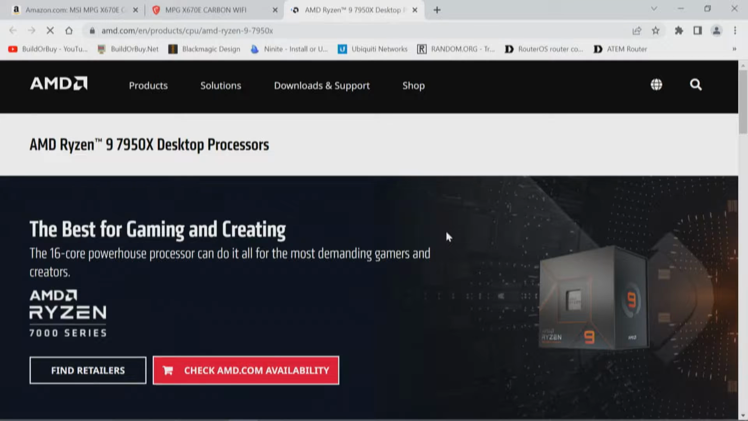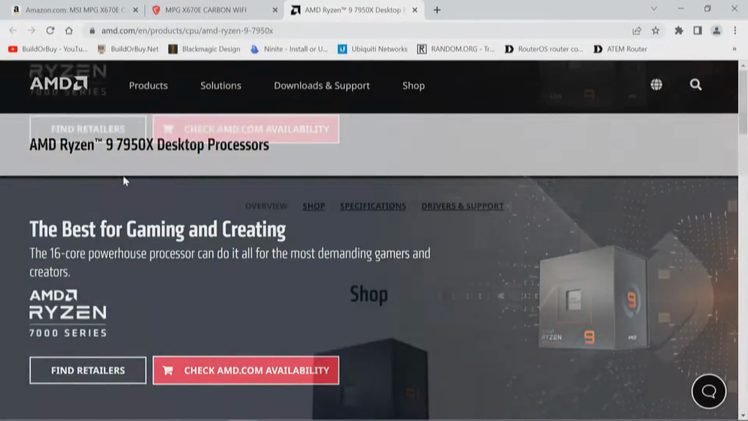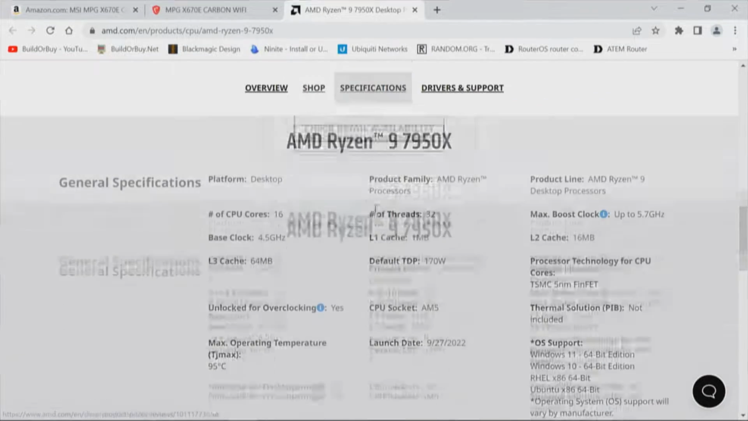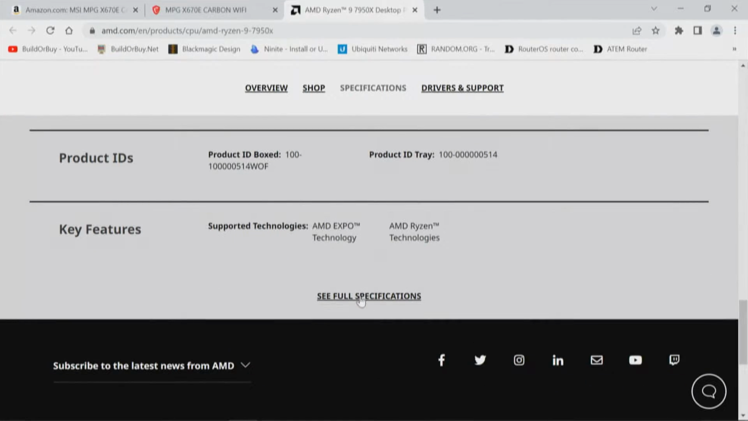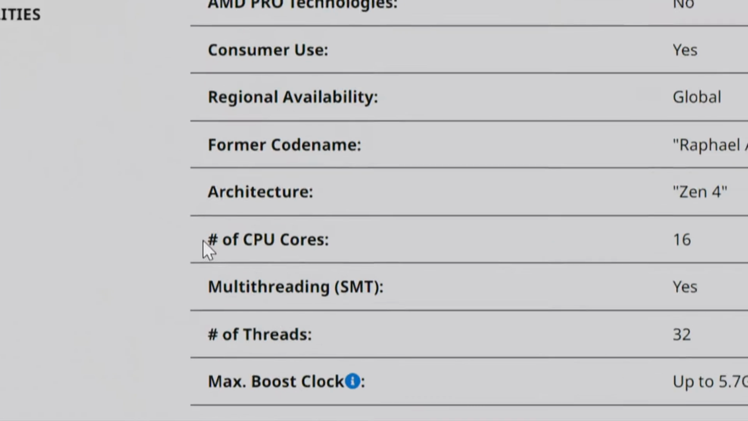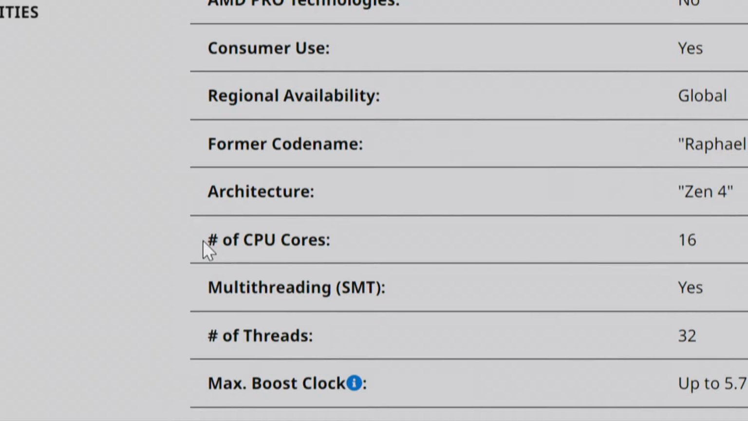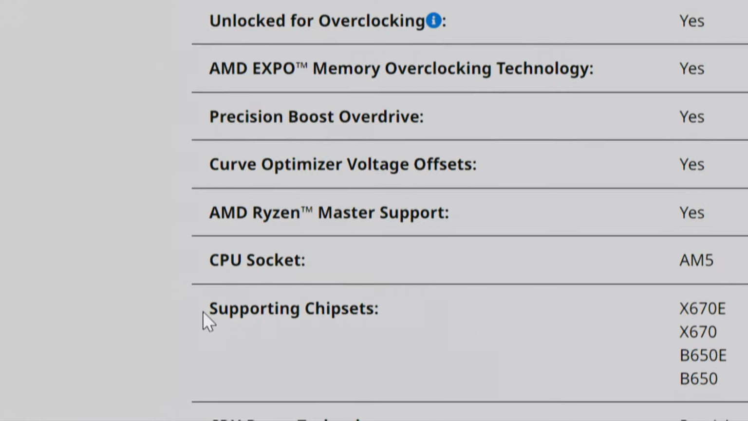Now let's go take a look at the specs on the processor. We're looking at the Ryzen 9 7950 desktop, and those processors are coming down. We've got to look at specifications, and we can't use just the surface specifications. We've got to go see full specifications. We're going to verify some information here. First of all, this is 16 cores, 32 threads, supports the AMD Expo, and an indication of the supporting chipsets.